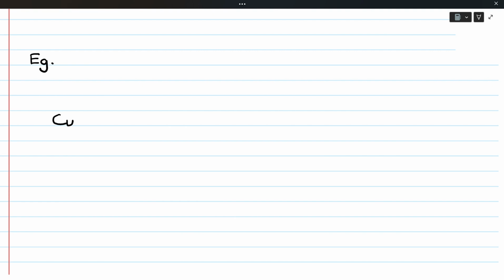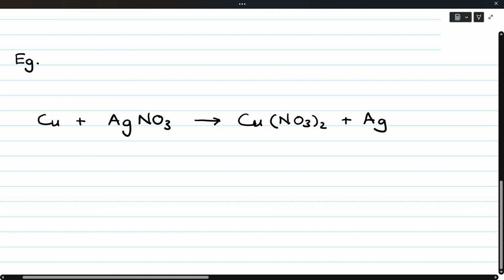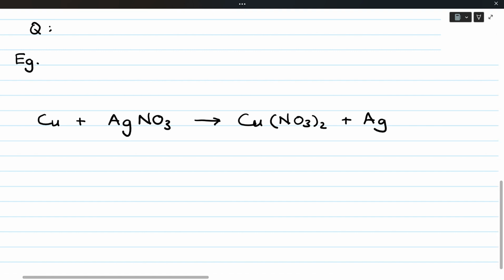Now let's start off with an example where we have a chemical reaction. So we have copper plus silver nitrate. Okay, and this is giving me copper nitrate plus silver. Alright, now the question here is, let's just write that down. The question is we want to write the half reactions. Write the redox half reactions.